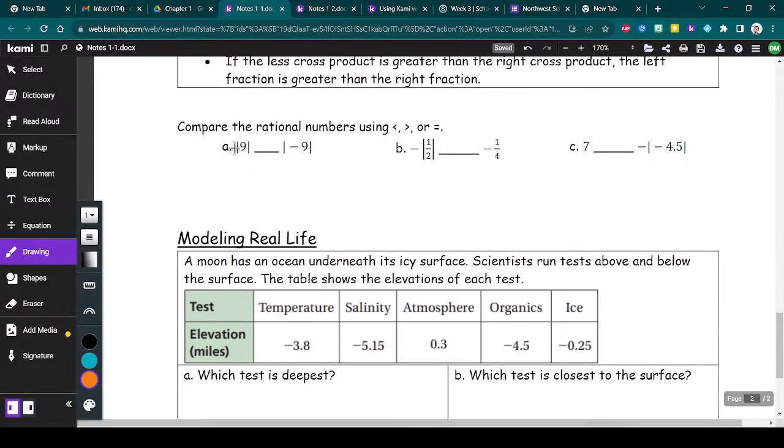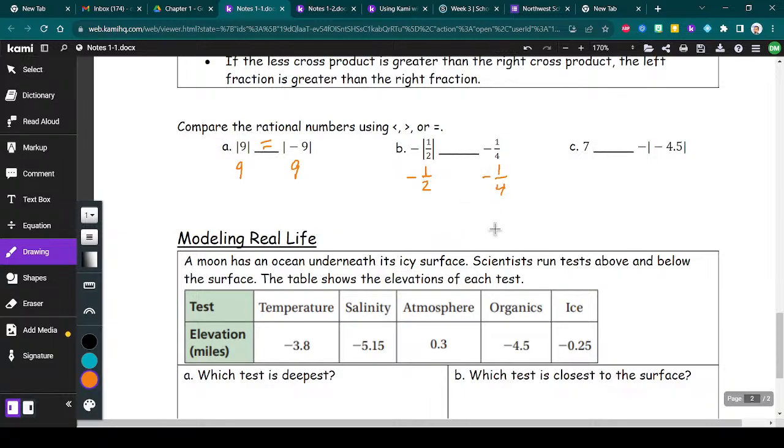Comparing rational numbers, the absolute value of 9 is 9, and the absolute value of negative 9 is 9. So that means that those two absolute values are equal. Over here, this is where you need to pay attention. This is the opposite of the absolute value of 1/2. The absolute value of 1/2 is 1/2, and we want the opposite of that. The opposite of any positive is a negative.